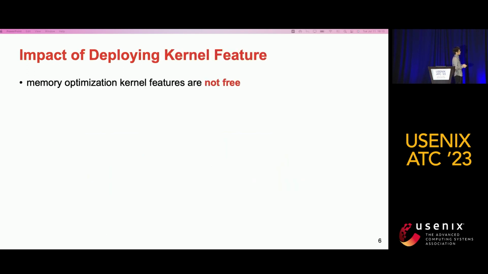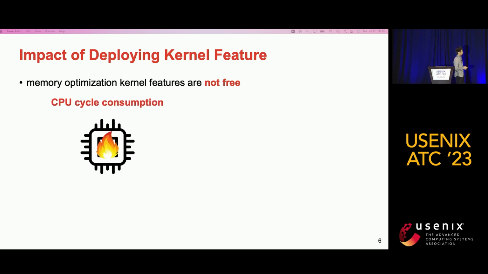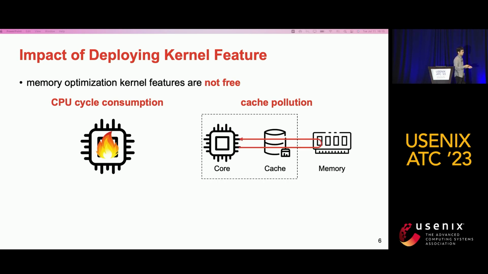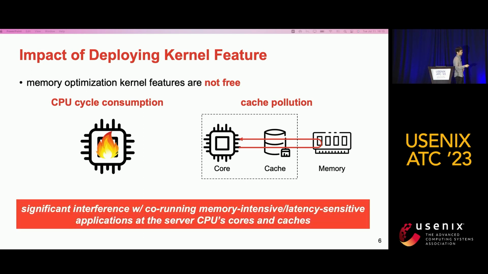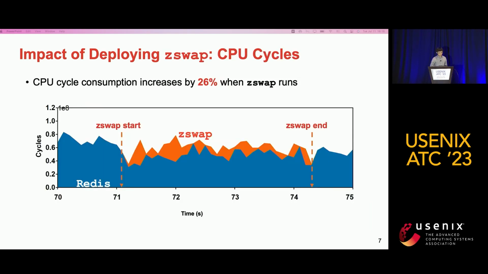However, the memory optimization kernel features like zswap are not free. We identify two major sources of their overhead. The first one is CPU cycle consumption by these kernel features, and also the cache pollution brought by them. These features can significantly interfere with co-running memory-intensive or latency-sensitive applications at server CPUs and server caches. Here, let me give you a direct view of this impact. I take zswap as an example. On this plot, the y-axis is the CPU cycle consumption by different processes, and the x-axis is time.